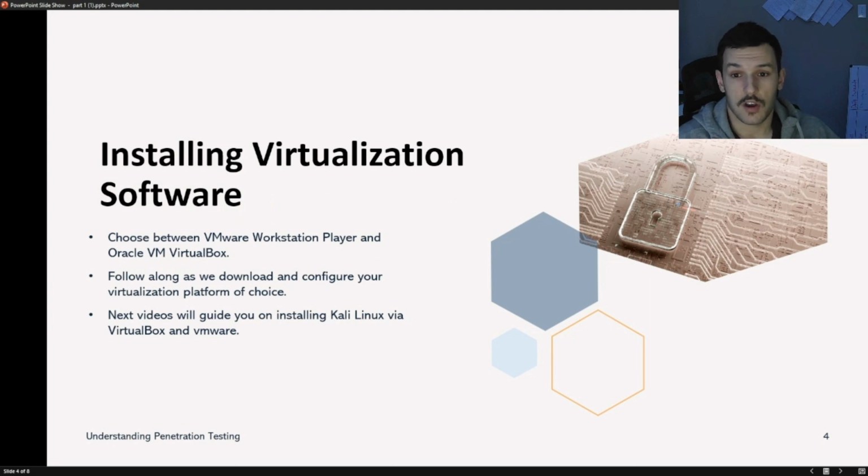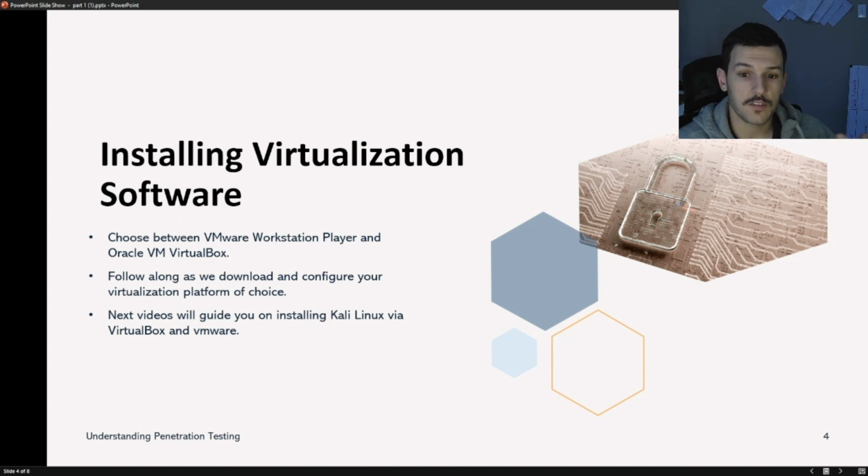Installing virtualization software. So you need to choose between VMware or Oracle VirtualBox. I'm going to personally use VirtualBox just because it's less intimidating. It's real easy to grasp as a beginner. You can still follow along if you're using VMware Workstation. Both hypervisors are similar. VMware Workstation has a little bit more features.